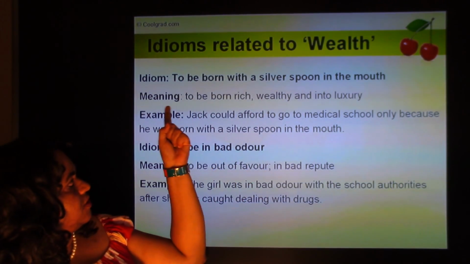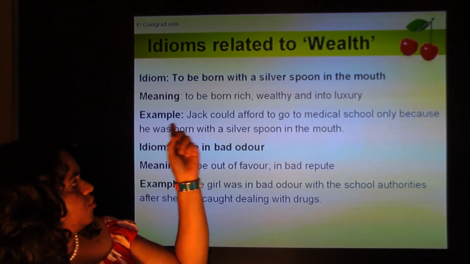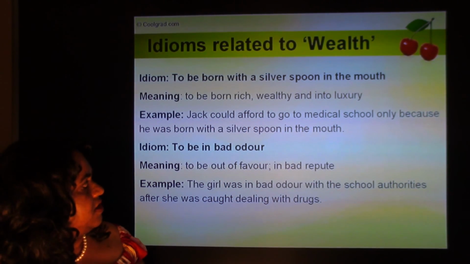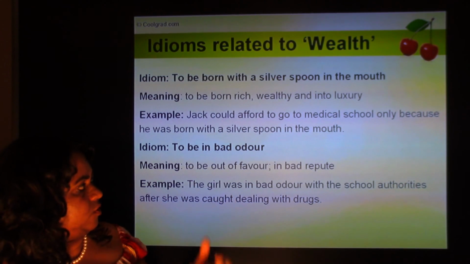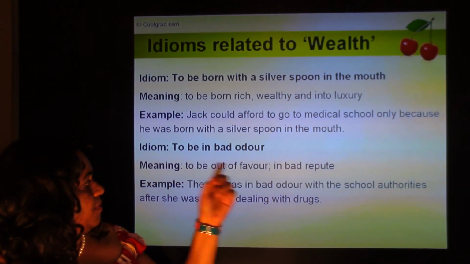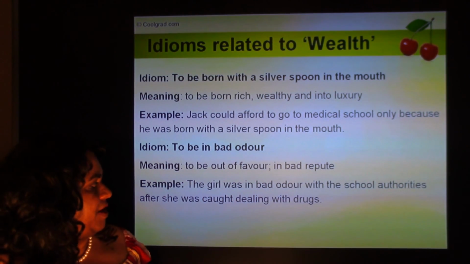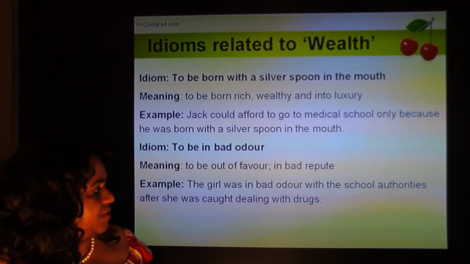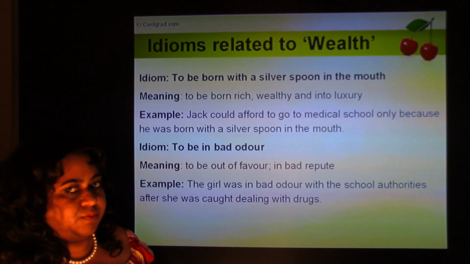Idioms related to wealth. To be born with a silver spoon in the mouth means to be born rich, wealthy, and into luxury. Jack could afford to go to medical school only because he was born with a silver spoon in the mouth. To be in bad odor means to be out of favor with or in bad repute. The girl was in bad odor with the school authorities after she was caught dealing with drugs.